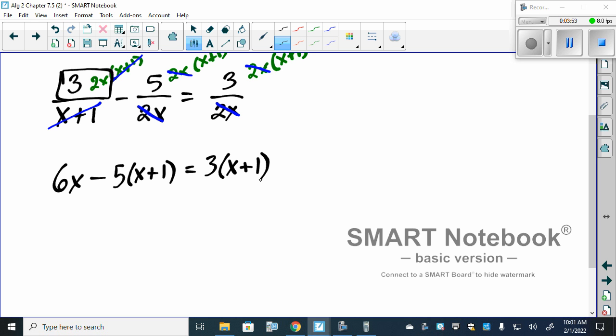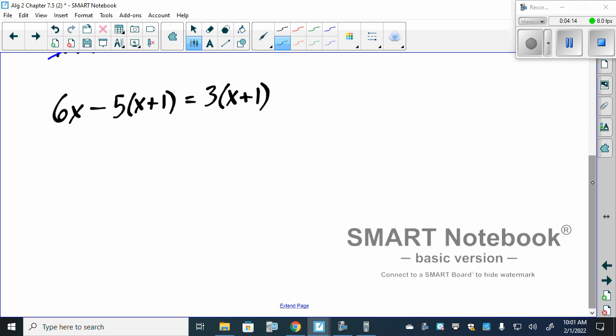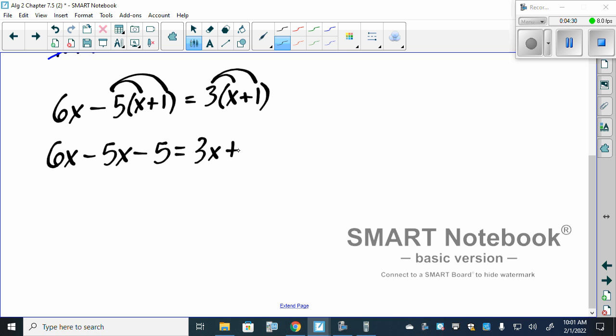I went on and did the 3 times 2x because those are just 2 terms. Multiplying those together is not that bad. I would be a little bit hesitant on doing the negative 5 times x plus 1 because if we're not paying attention, we might not remember to take the negative with it, and to multiply both of them by 5. Now at this point here, we can distribute the negative 5, which will tell us that we have 6x minus 5x minus 5 is equal to, here we'll distribute the 3, 3x plus 3.